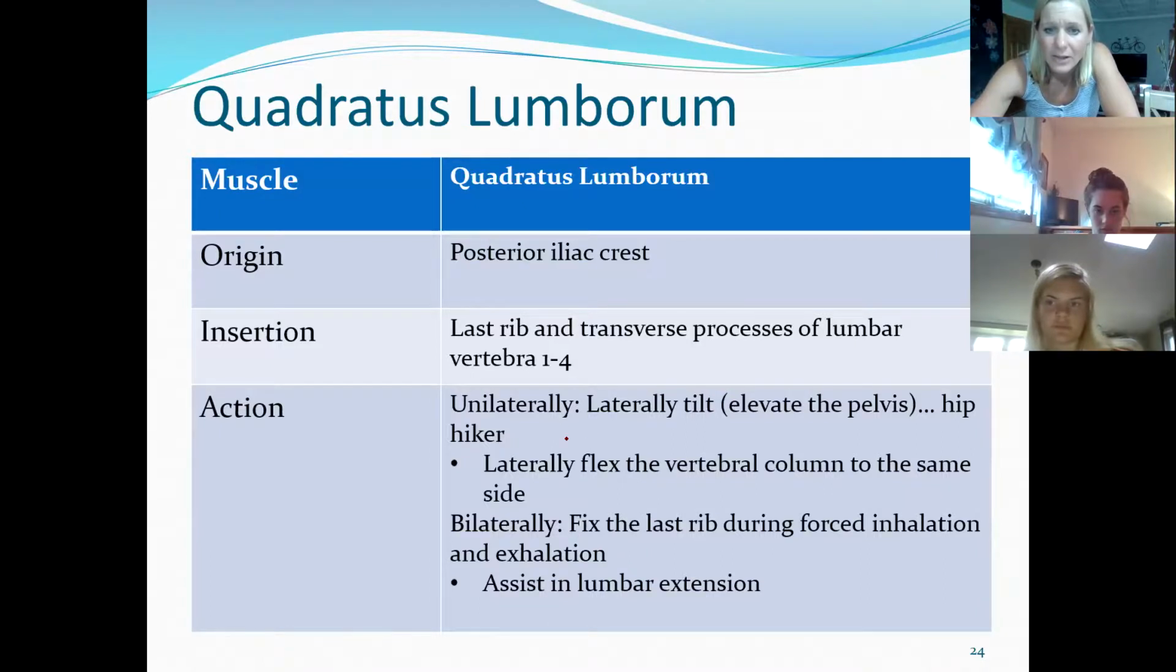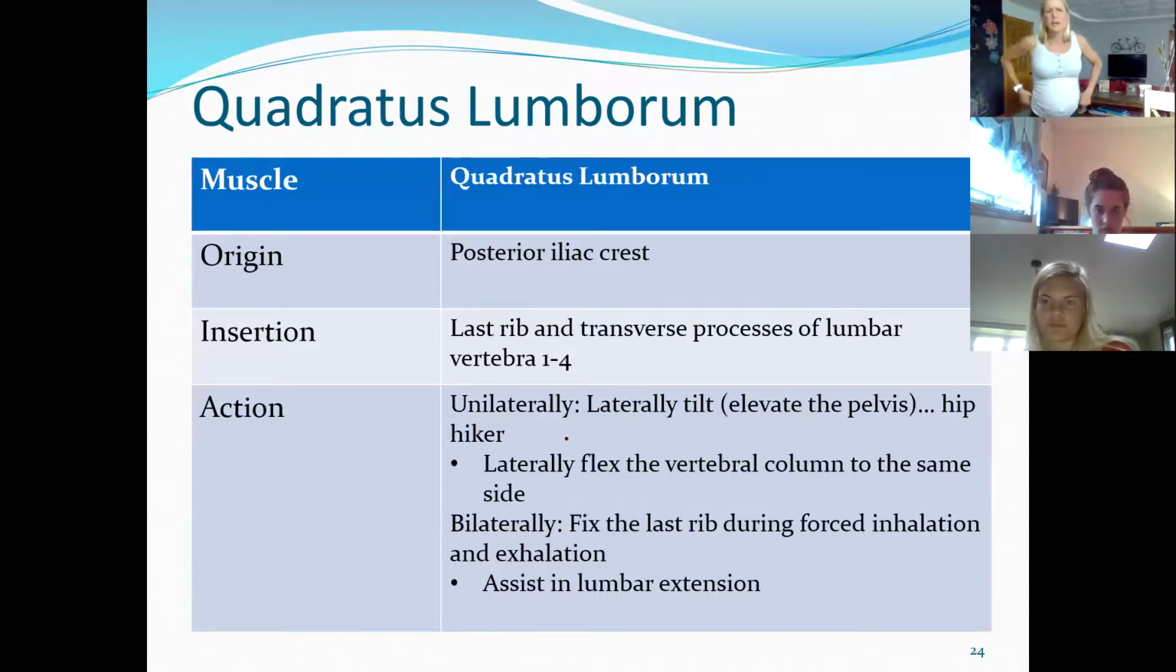But unilaterally, it does something kind of unique. It helps us elevate our pelvis or do what's known as the hip hiker motion or a lateral tilt. So hip hiker or lateral tilt would be like this, being able to lift up that one side, okay?